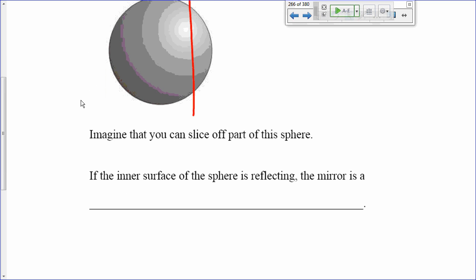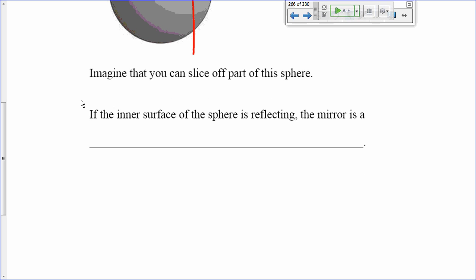Now, if the inner surface of the sphere is reflecting, it's a concave mirror.